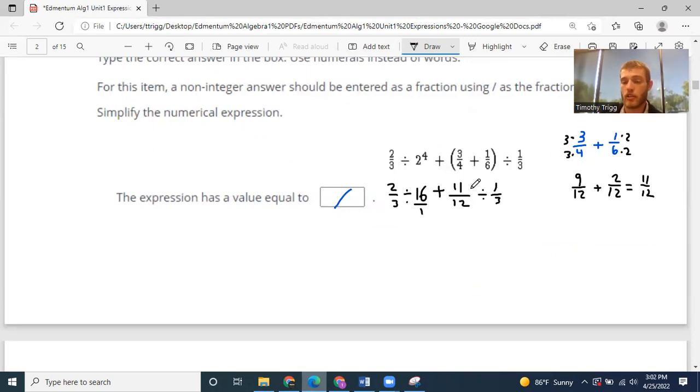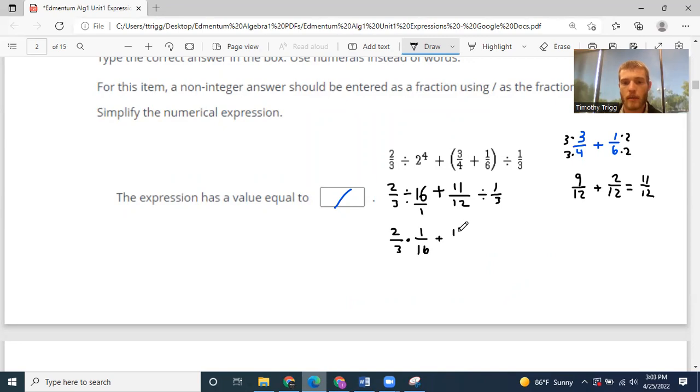Now we're going to do these divisions. Okay, we have division of fractions. The way you divide fractions is you change the division to multiplication, and you flip the second fraction. So we could rewrite this as 2/3 times 1/16. So you flip the second fraction there.